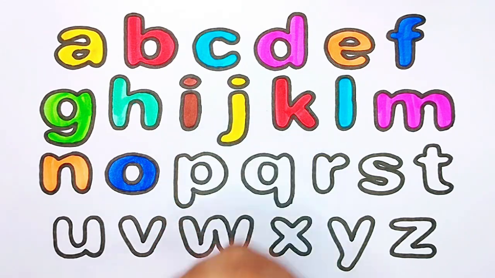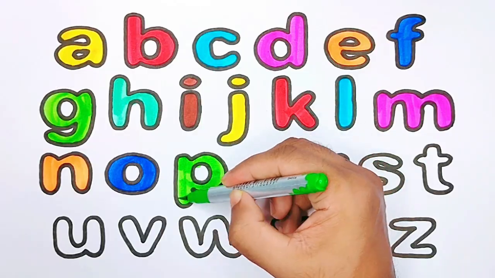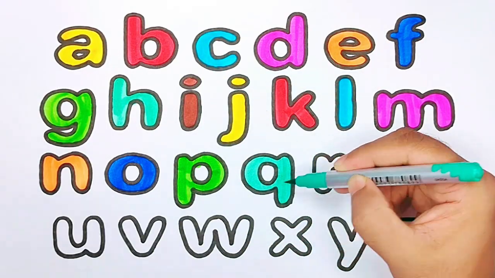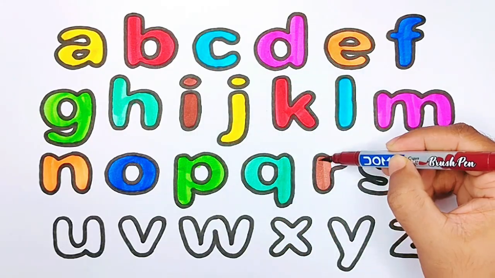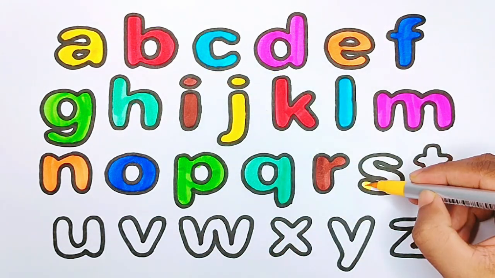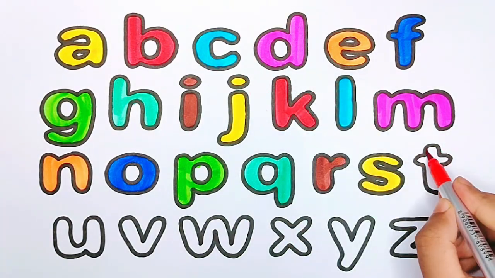O for omelette. Green color P. P for parrot. Green color Q. Q for queen. Brown color R. R for rabbit. Yellow color S. S for shark. Red color T.